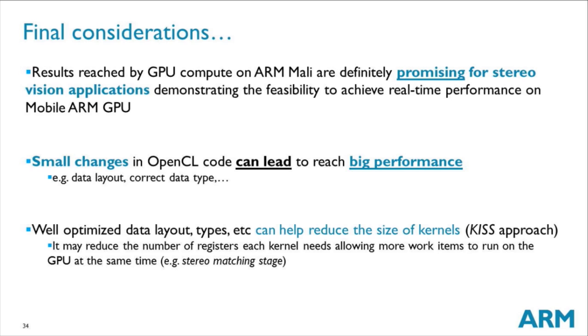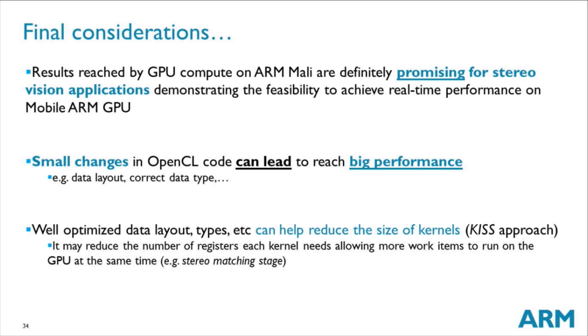Final considerations about the stereo vision algorithm implemented on the ARM Mali GPU. The results reached by the GPU compute on ARM Mali are definitely promising for stereo vision applications, demonstrating the feasibility of achieving real-time performance on an ARM Mali mobile GPU. Another important consideration is that small changes in OpenCL code can lead to big performance gains. A significant example is given by the data layout, because in that case we didn't introduce any tricky OpenCL optimizations. We have only rearranged data in such a manner as to make our problem vectorizable. So remember, small changes in OpenCL can lead to big performance gains.